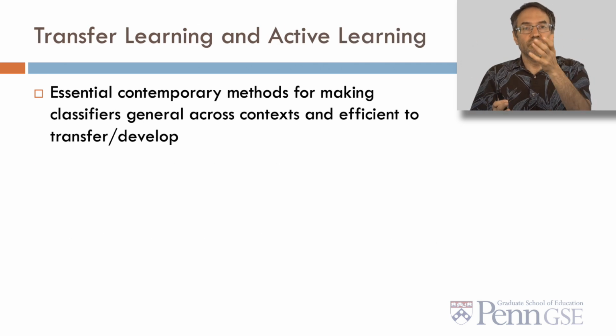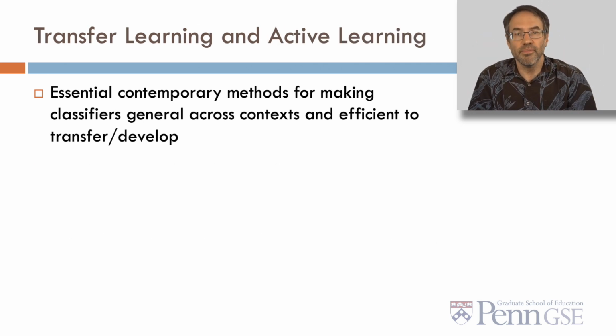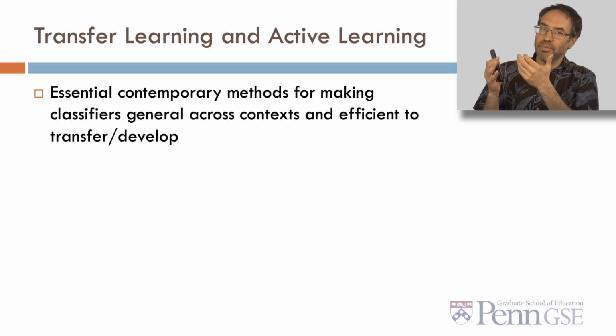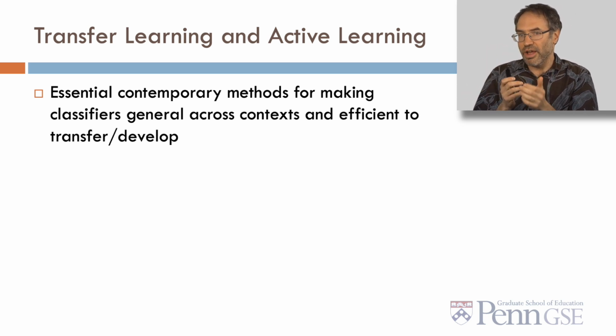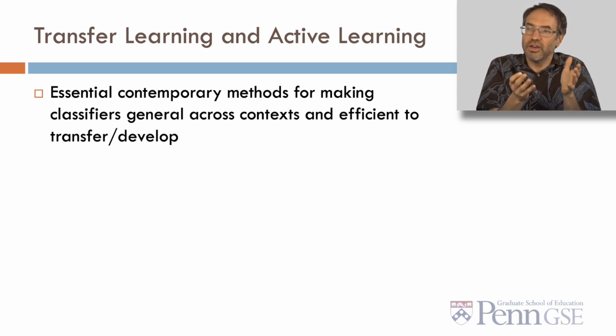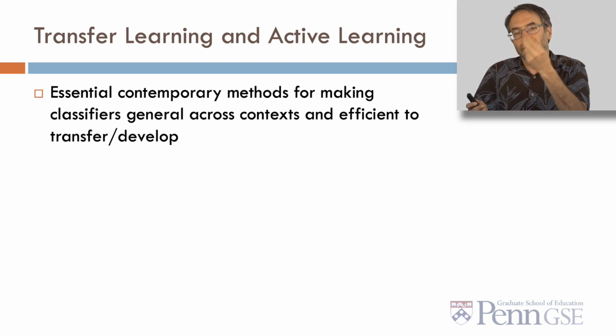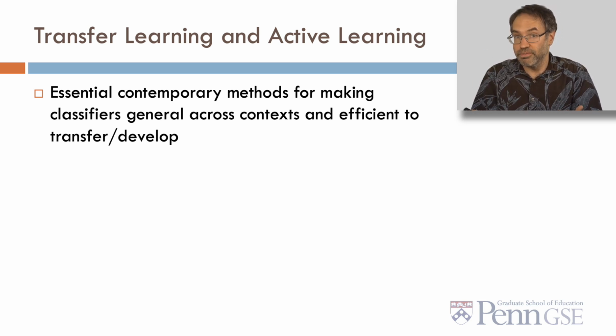So to sum up, transfer learning, active learning, and mixed initiative learning. These are essential contemporary methods for making classifiers general across contexts and efficient to transfer and develop. This is really important because ultimately, we don't want to have to build an entirely new model for every single case. We want to be able to say, okay, we've learned from these related cases, now can we do something here? And then active learning is something we can use to help us build forward and warm start.